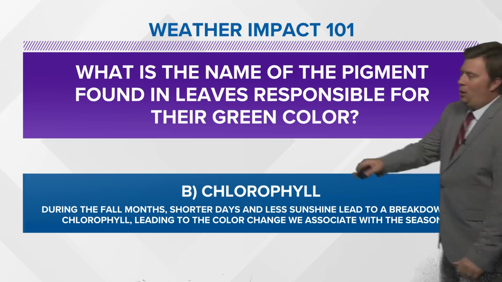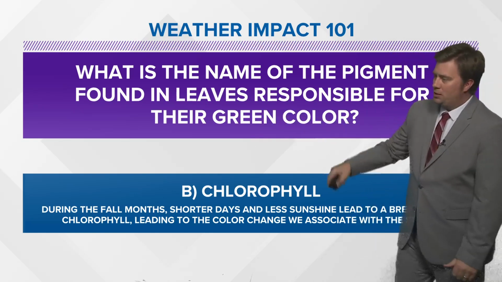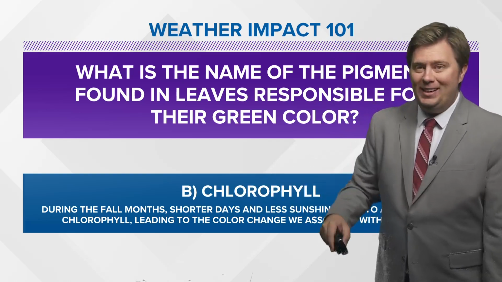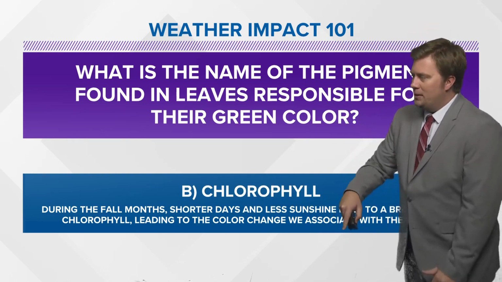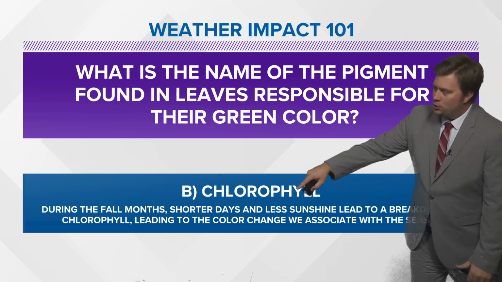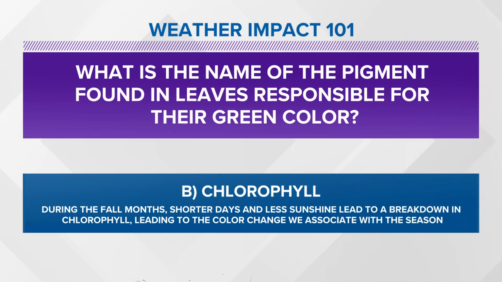So let's talk about why this was the trivia question for the day. During the fall months, one thing that people travel miles and miles to see is fall foliage. What happens is as we start to lose daylight and we start to lose the sunshine, again, shorter days, less sunshine, that'll lead to a breakdown in that chlorophyll in those leaf structures, and that's what leads to that color change that we associate with the fall season.